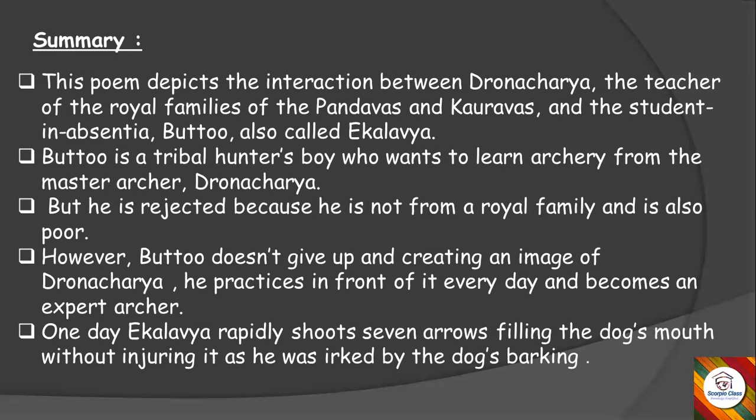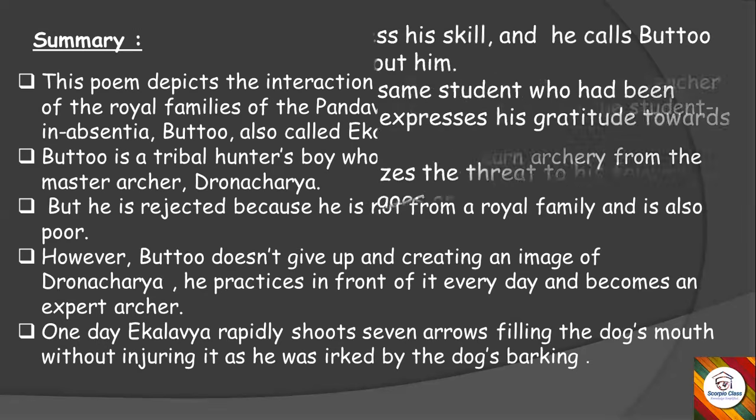And why did he do it? Because when he was practicing, he was distracted and getting irritated by the dog's barking. So, in order to keep it shut, he shot 7 arrows rapidly, one after the other, but it did not injure the mouth of the dog.